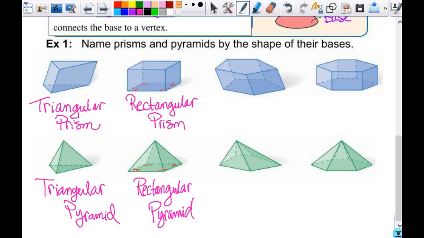So what would you call this thing here? Well, it's a pentagon, so it would be a pentagonal, or pentagonal, it's tomato, tomato, right? Pentagonal prism, which means this would be a pentagonal pyramid.